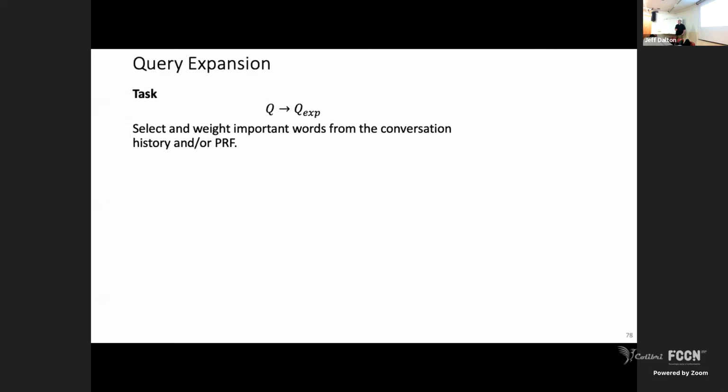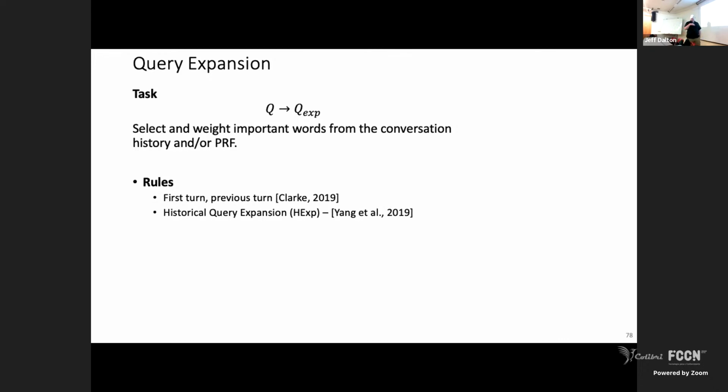So this is a fairly straightforward approach. We're going to be given a query. We're going to select and weight the important words from the conversation and use them to generate a new query representation. You can imagine we can talk about some approaches. The first is the first-term heuristic, looking at maybe the first term in the conversation, or the immediately preceding term. That was a widely used heuristic.